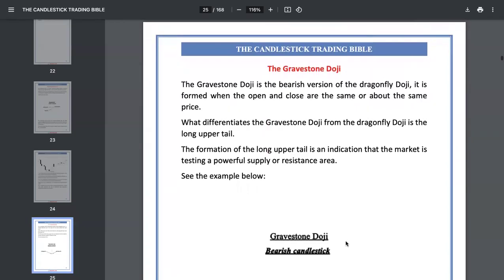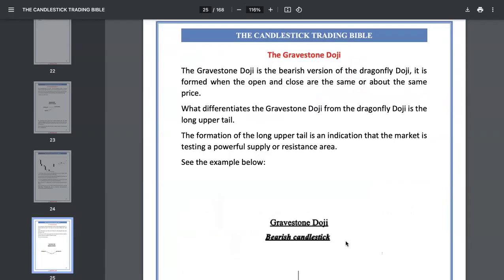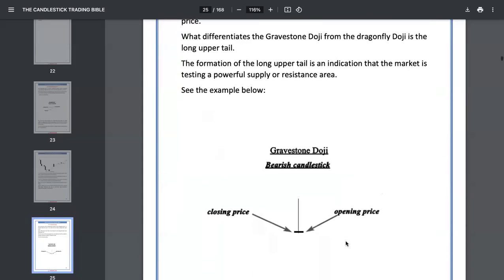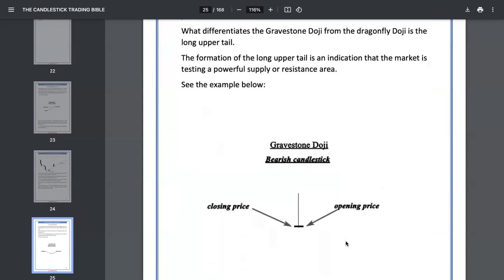So the next Doji candlestick pattern we'll review is called the Gravestone Doji. The Gravestone Doji is the bearish reversal of the DragonFly Doji. It is formed when the open and close are the same or about the same price. What differentiates the Gravestone Doji from the DragonFly Doji is the long upper tail. The formation of the long upper tail is an indication that the market is testing a powerful supply or resistance area.